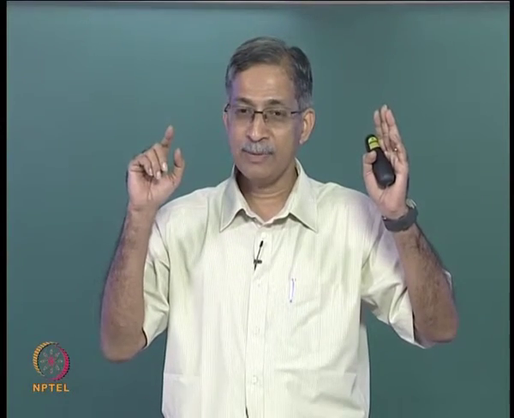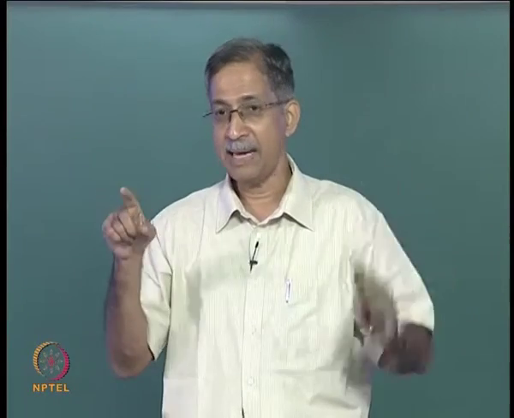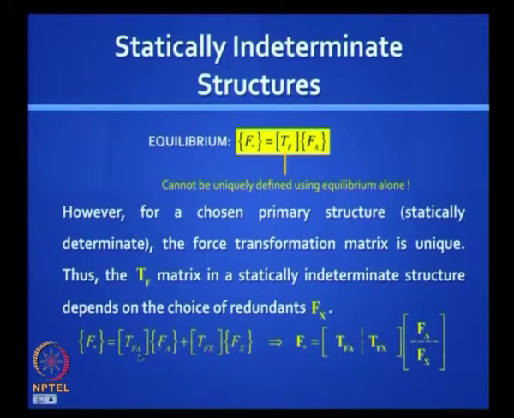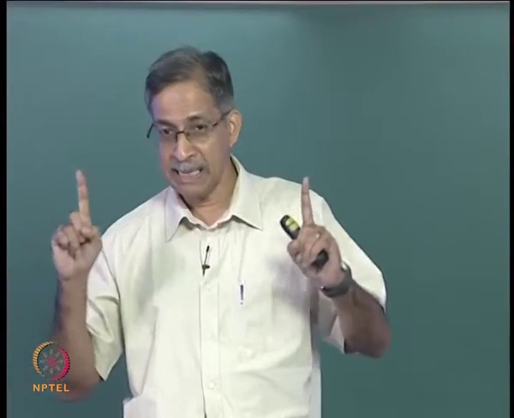Now I have the primary structure, which is statically determinate. So corresponding to the active degrees of freedom, 1, 2, 3, 4, 5, I can write a TF matrix. That TF matrix I call TFA matrix when I am dealing with Fa. When I am dealing with the redundant coordinates I call it TFX. So I can write my TF matrix in a partition form like this, TFA when I am dealing with Fa and TFX when I am dealing with Fx. TFA and TFX are both uniquely defined.